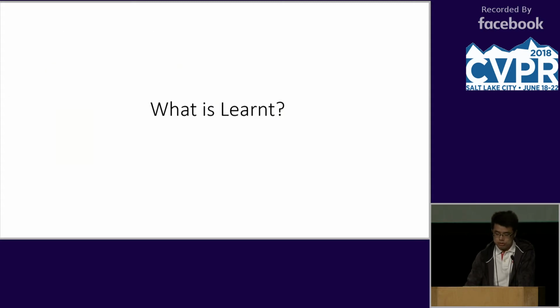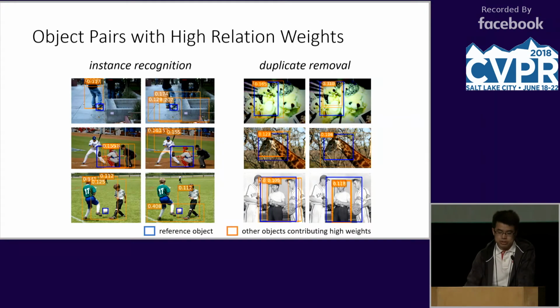Next, I'm going to show some study on what kind of relations are learned. Firstly, we show some examples with high relation weights. The left figure shows the learned relation in the instance recognition step. It can be seen that semantically related object pairs are learned. The right figure shows the learned relation in the duplicate removal step. It can be seen that overlapped objects of the same ground truth are learned. These results demonstrate that the object relation module can be driven by individual tasks. And in different tasks, we may learn different types of relation.